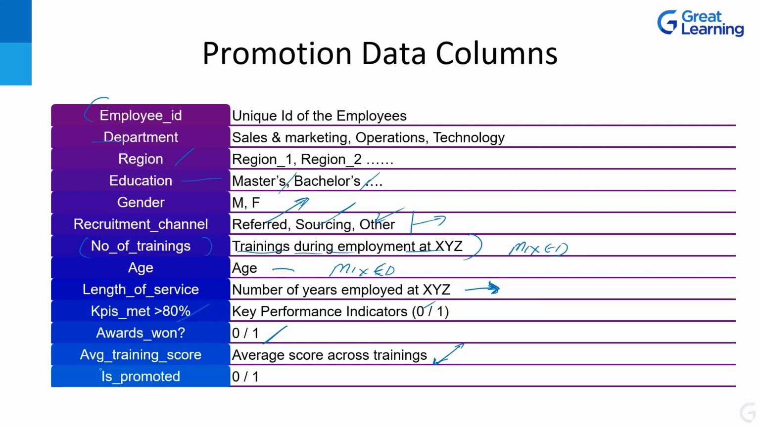And finally, we have our target variable, which is promoted, which is a 0 or 1. 1 means promoted, 0 means not promoted. All right, so these are all the features. So it appears that apart from employment ID, all the other features could be important. So we are not going to drop any other features. We are going to retain all the features.